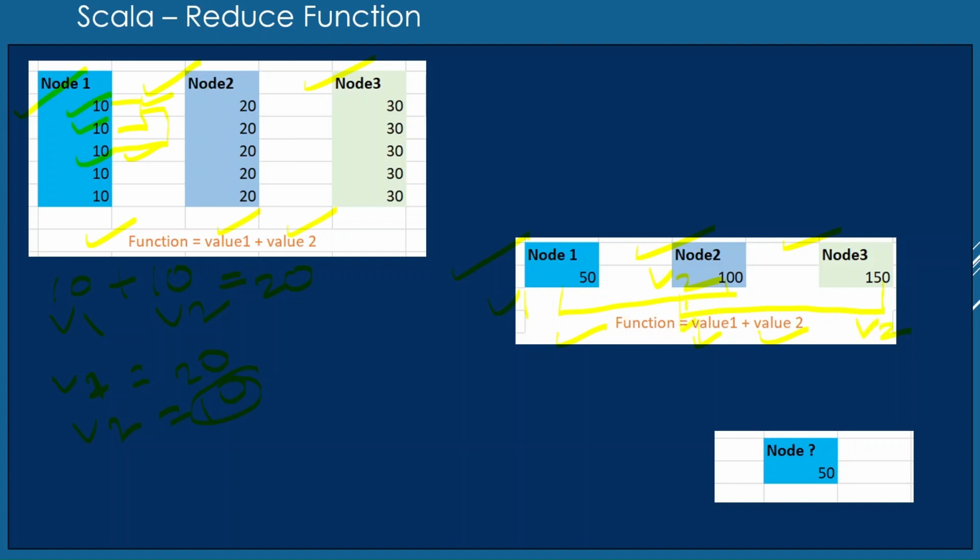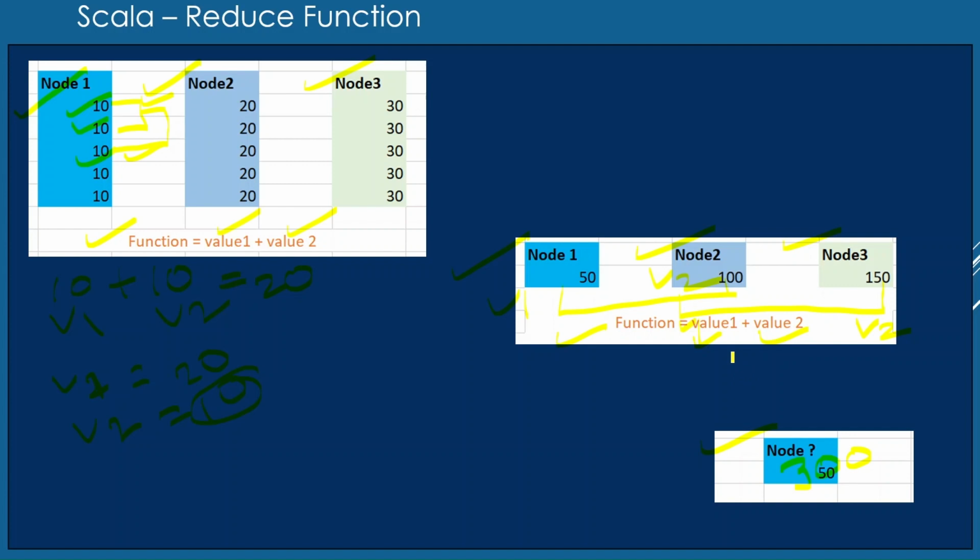This is very important. Whenever the reduce function works, it will take value 1 and value 2, apply the sum function, and reduce until it gets a single value. The output here is the summation. This is a typo, this would be 300. So the reduce function works like this.